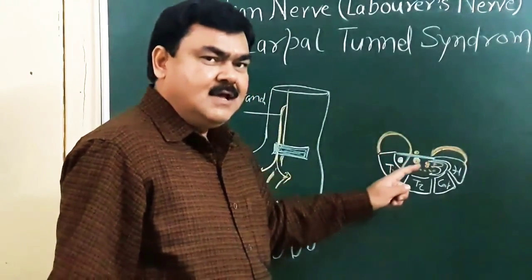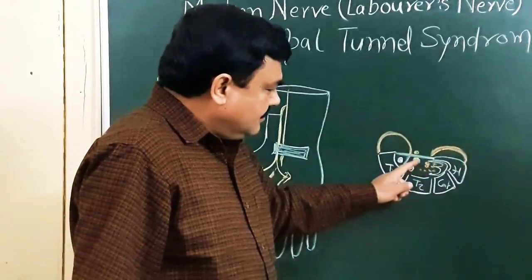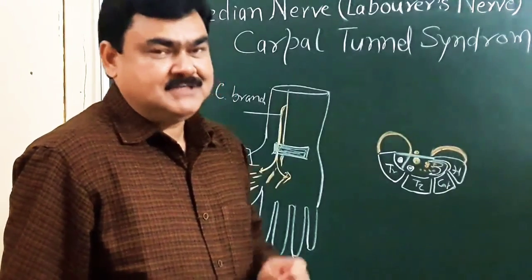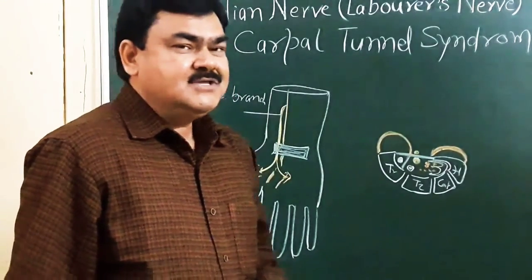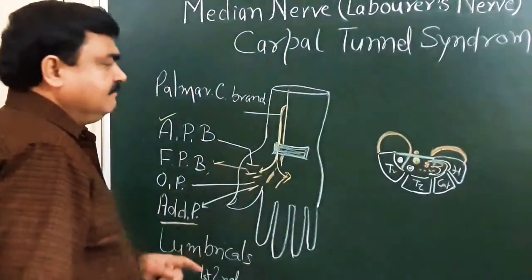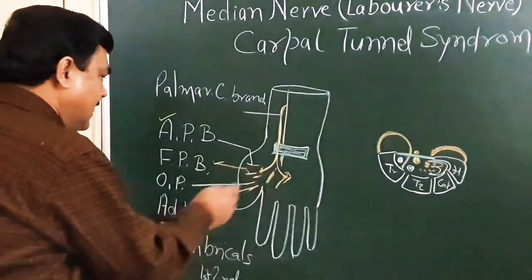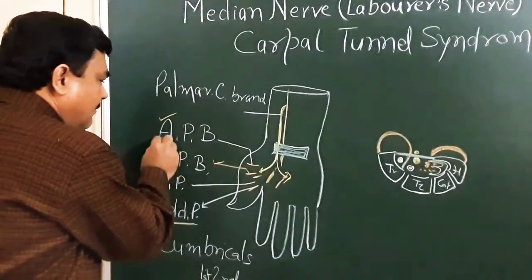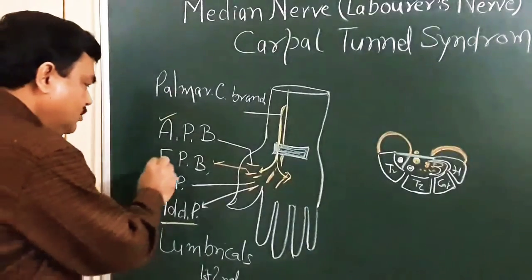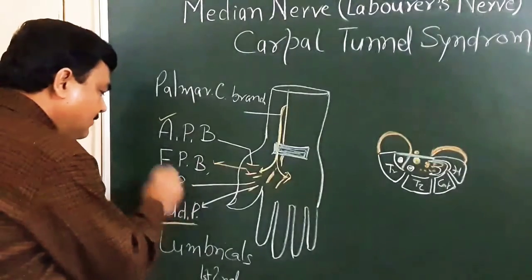In pregnancy or in myxoedema, there may be compression of this median nerve. If the median nerve is compressed, then what happens? It contains two types of fibers, sensory and motor. What happens if the motor fibers become damaged? Then there is palsy of abductor pollicis brevis, palsy of the superficial head of flexor pollicis brevis, and palsy of opponens pollicis.